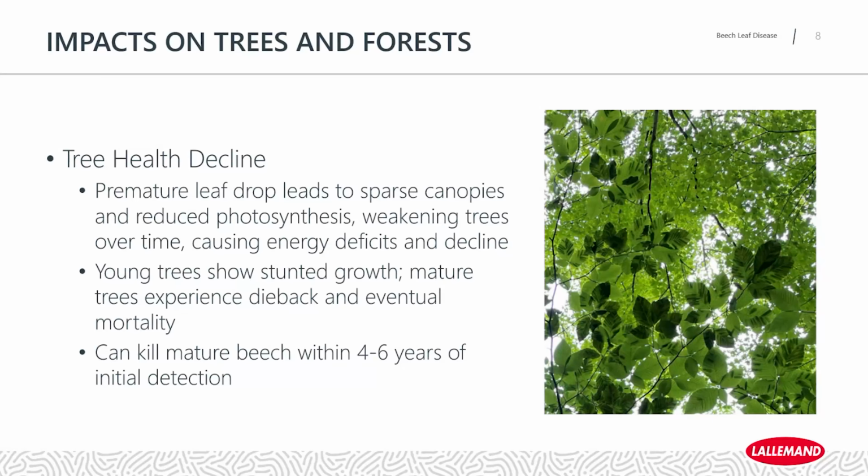On an individual tree level, the premature leaf drop from beech leaf disease can lead to sparse canopies and therefore reduced photosynthesis, which weakens the tree over time, causing energy deficits and tree decline. Young trees exhibit stunted growth and are typically the ones that die first, within a few years of the infection. Mature trees will experience dieback and eventual mortality as well. And as stated earlier, unfortunately, beech leaf disease can kill mature trees as soon as 4 to 6 years after the initial infection.